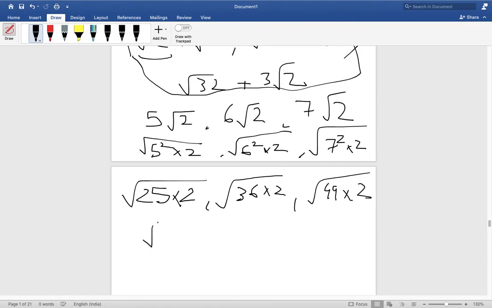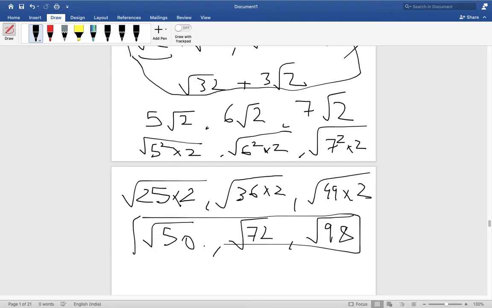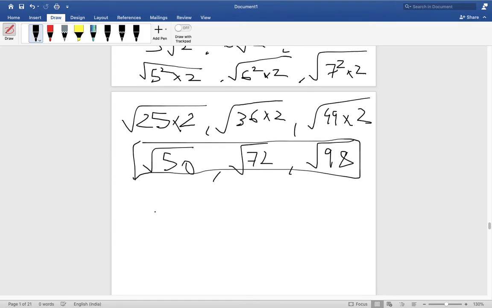So 25 times 2 is 50. 49 times 2 is 98. So these three are the next three terms of the arithmetic progression. That's it, we are done.